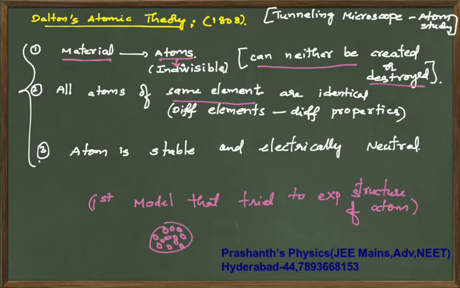If this is some sodium, for example, and there is some copper metal, all copper atoms will have the same properties, but the properties of a sodium atom will be different from a copper atom. That is why chemical reactions will happen. That's what he tried to explain. Different elements have different properties, but within the same element all atoms are identical, and the atom is stable and electrically neutral. This was given by Dalton's atomic theory.